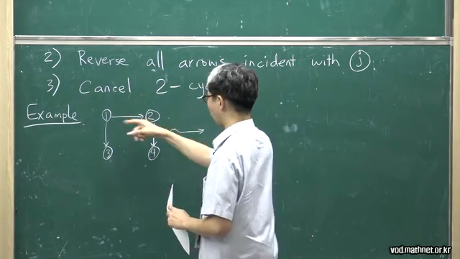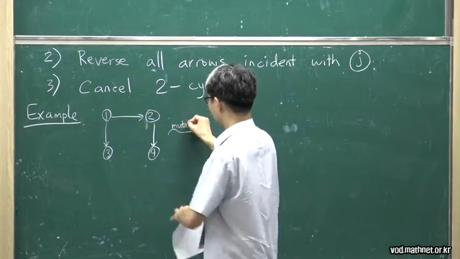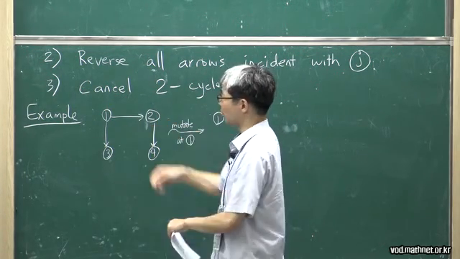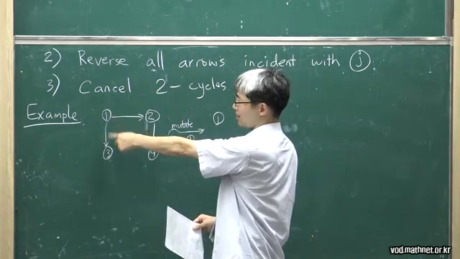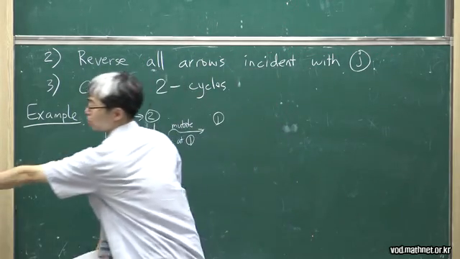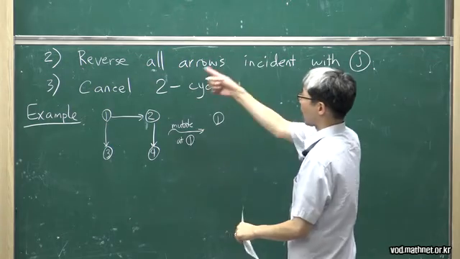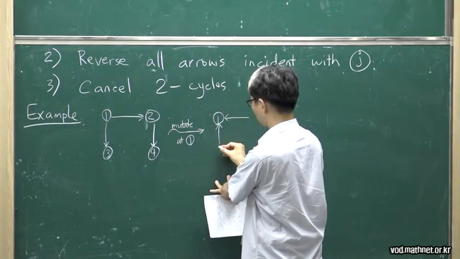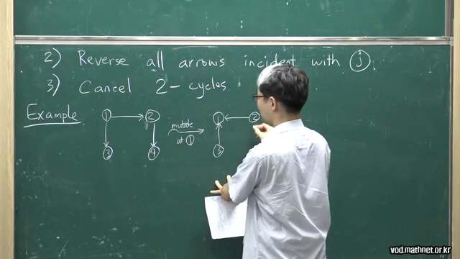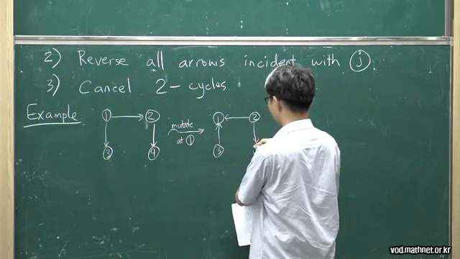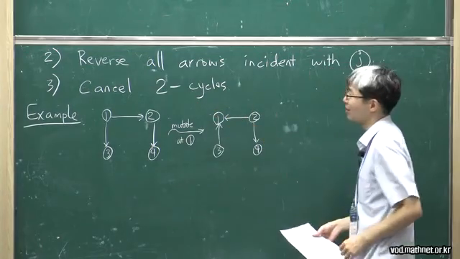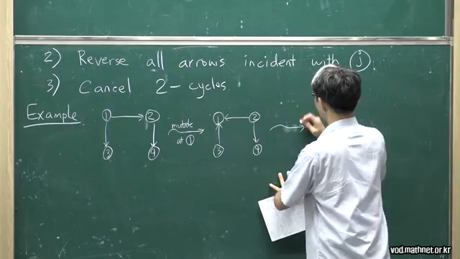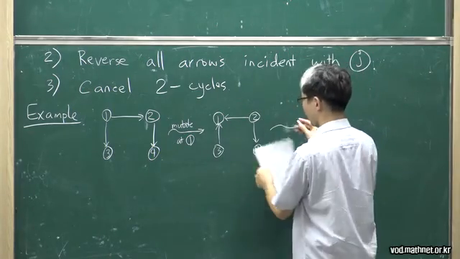And if I mutate at 1, then there is no oriented path passing through 1, so we don't have to do step 1. Just to carry out step 2, we just reverse the arrows incident to 1. So we get this one. So this is easy. And of course, there are no oriented 2-cycles created. So just step 2 is enough.